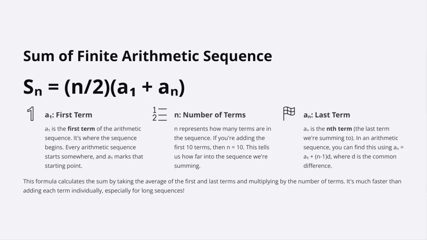In an arithmetic sequence, we can find the nth term using the formula a_n equals a_1 plus n minus 1 times the common difference d. Now, the beauty of this formula is that it calculates the sum quickly by taking the average of the first and last terms, which is a_1 plus a_n divided by 2, and then multiplying that average by the total number of terms, n.